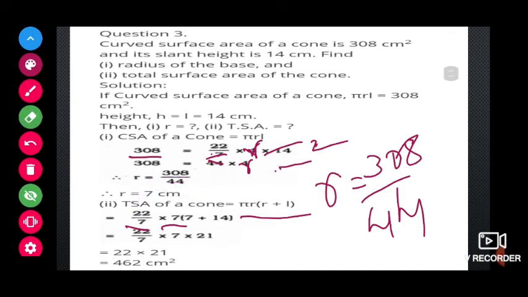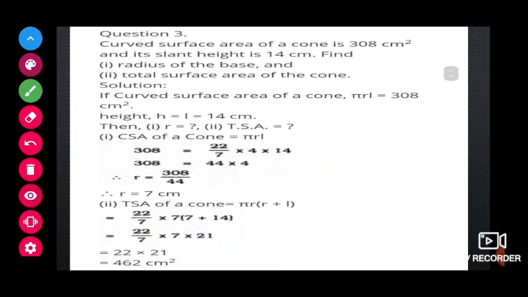Here just now we found... Next, 7 plus 14, that is 21. Again 7 will get cancelled. 22 into 21 will get 462.